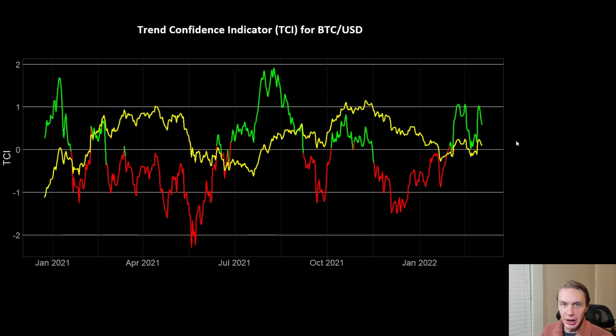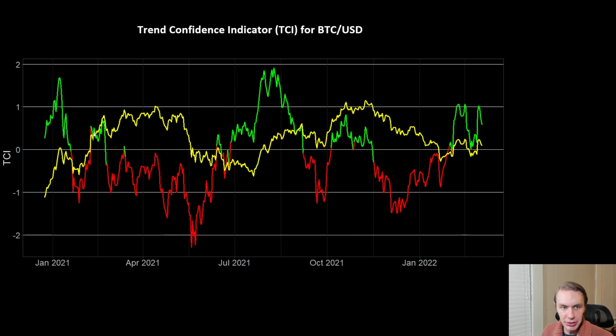So I want to start by talking about the trend confidence indicator, an indicator we have here on the channel. Essentially what this indicator is trying to do is assess how confident we can be in a given trend, or in the current trend. The way you read this indicator is that anything above zero is bullish, anything below zero is bearish. And the idea is that if you're in an uptrend and the TCI is green, that's a good thing. That means that the TCI has some confidence that you're in an uptrend and it's liable to potentially continue.